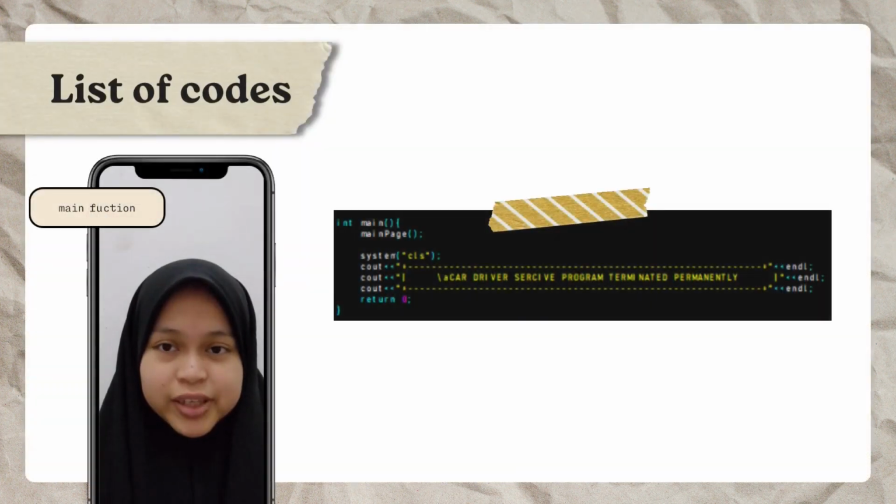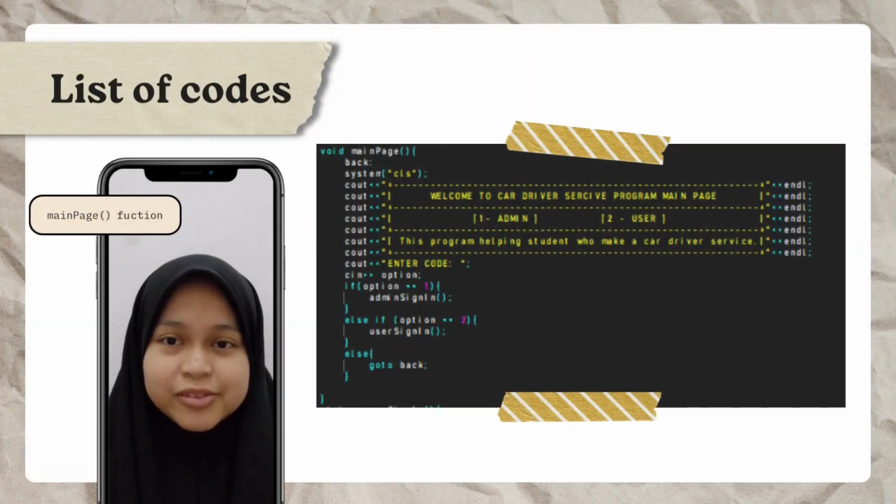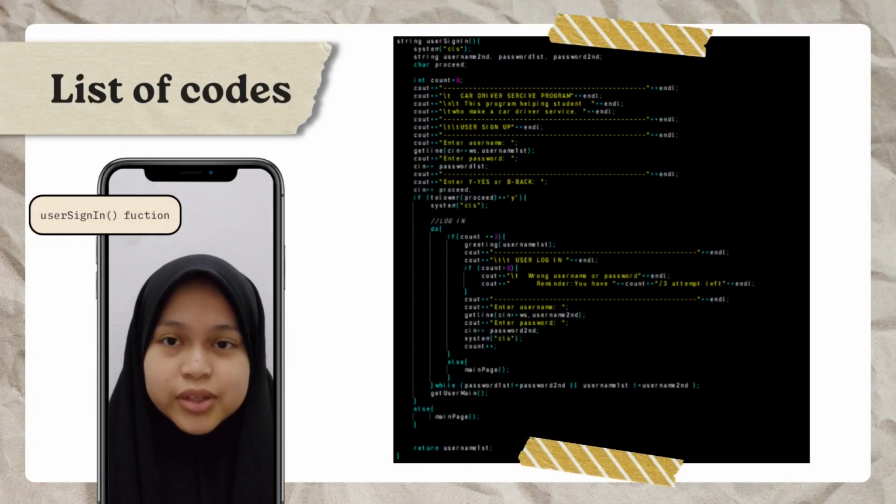In int main, this will go straight to the main page function. The main page function is used to divide between admin or user. So basically, enter 1 for admin, enter 2 for user, which is for the customer. If the user enters 2, they will go to the user sign function, which asks the user to sign up their customer username and log in.